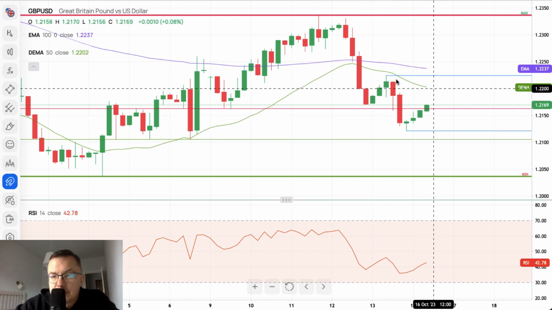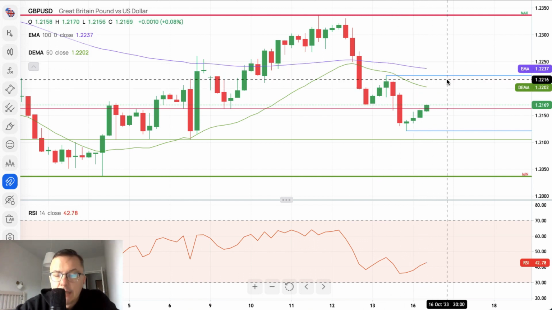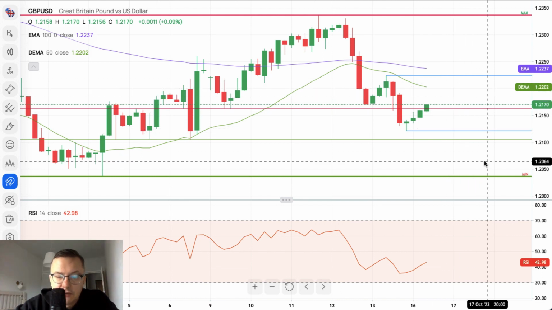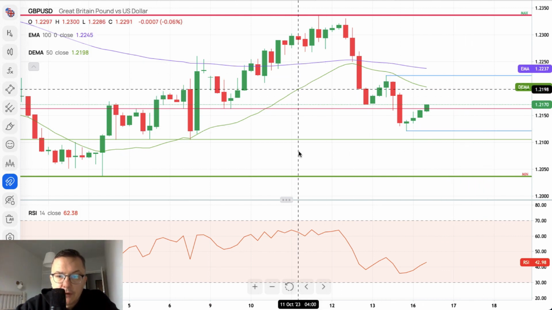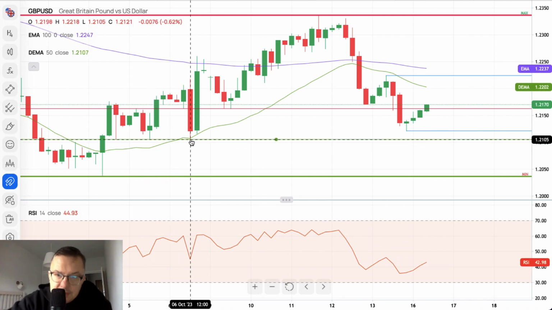Somewhere around the technical resistance, maybe the 50 periods moving average, somewhere there we should expect the market to reverse and continue lower. Of course, the ultimate target for the bears is still located at 1.2036, but there is technical support at 1.2105 first.